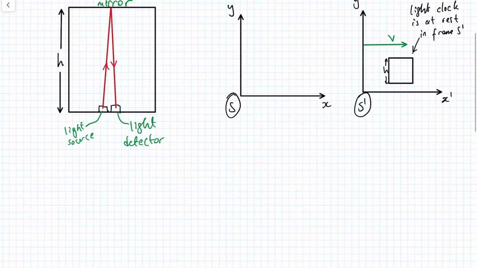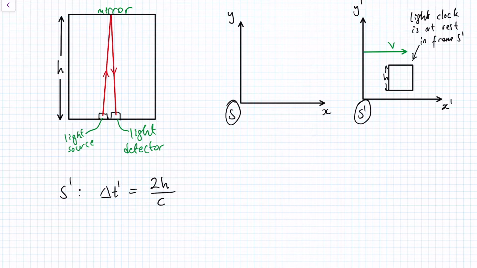So we have the distance h, and then using a very simple GCSE formula where acceleration is 0, according to S dashed we will have the time, which I'm going to call delta t dashed, equal to distance, which is 2h because it goes up and down, divided by c, which is the speed of light. So the time it takes, according to S dashed, is delta t dashed equals 2h over c, where c is the speed of light.